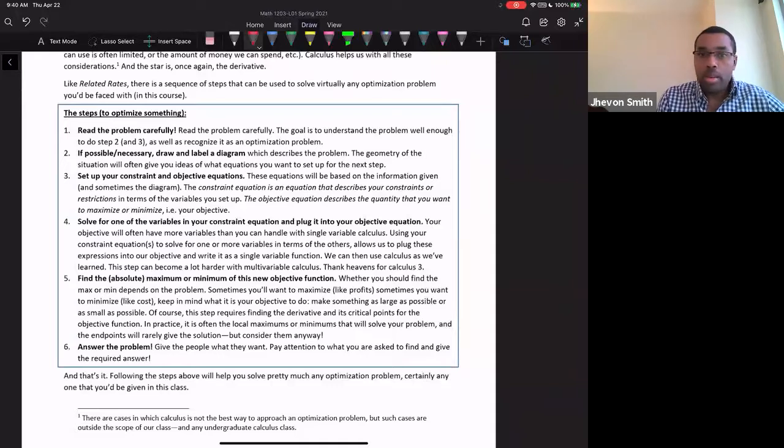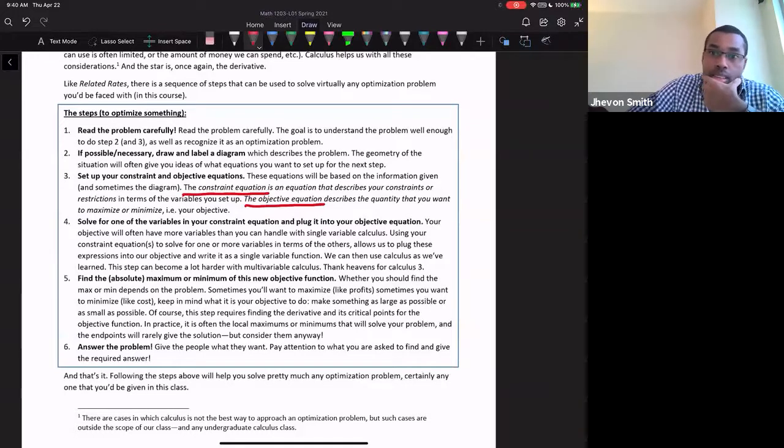You also have to find something called an objective equation. So the objective is the actual thing. So what I just spoke about was the constraint equation. You also need an objective equation. This is the equation that describes the actual thing that you want to maximize or minimize. So this would be the equation that would describe the profit or the cost or the area of something that you want to make as big or small as possible, right? So you're going to have to come up with two equations for this guy.